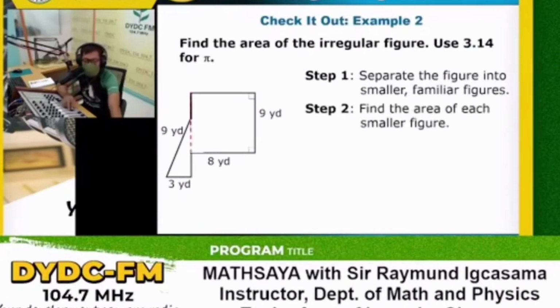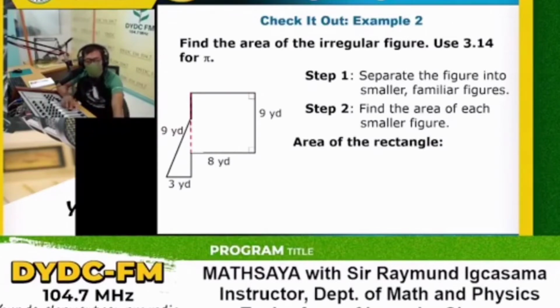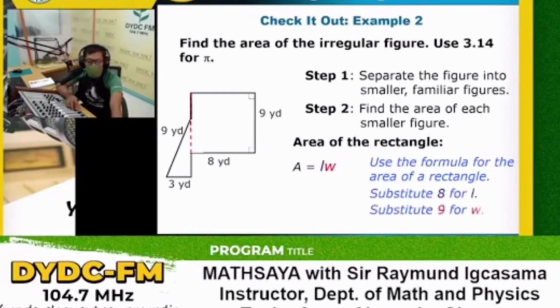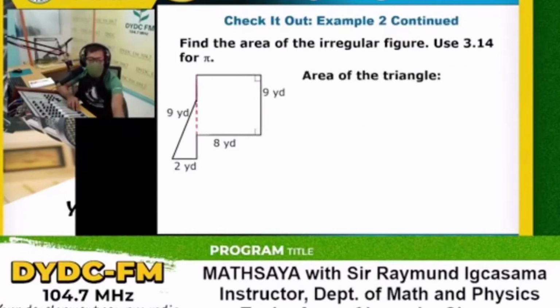For the first figure, we can have the area of a rectangle, having the length of 9 yards and 8 yards as the width. So use the formula for the area of a rectangle: length times width. The length is 8 and the width is 9. So all you have to do is multiply these two. 8 times 9 is 72. Alright, that's 72 square yards.